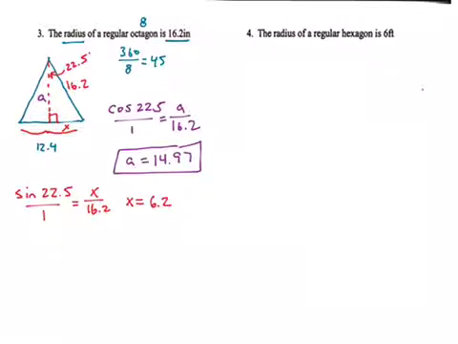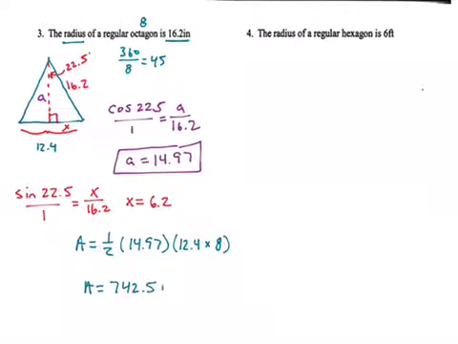So now we can find our area for this shape. Area equals 1/2 the apothem times the perimeter. Well, the perimeter would be the side length of 12.4 times the number of sides, which would be 8 in this case, because it's an octagon. So when we multiply all of that out, we get our area is equal to 742.5 inches squared.